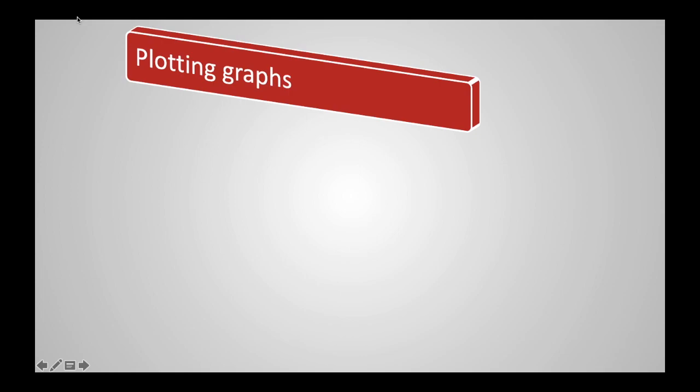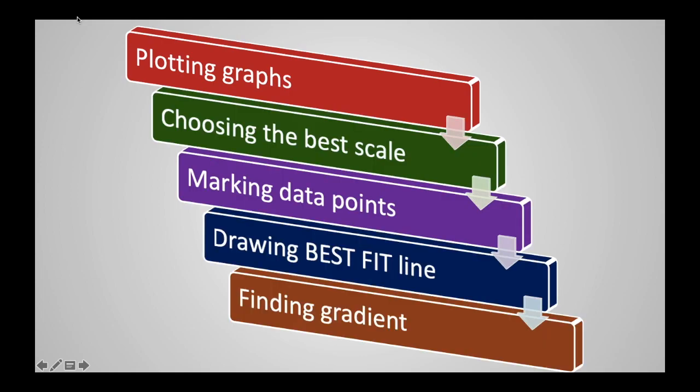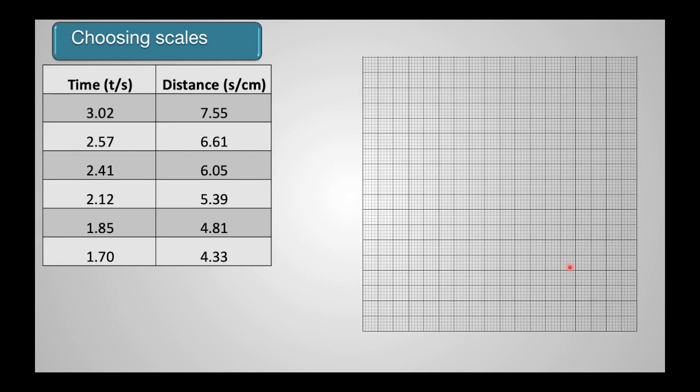Next part we are going to discuss some important tips for doing the practical paper. How to actually plot a graph. All these examples we have been discussing sketching graphs. So you need to be careful about all these steps while plotting a real graph. The first step is choosing the best scale. The data is given and you have the graph. How do you choose the scale for each axis?